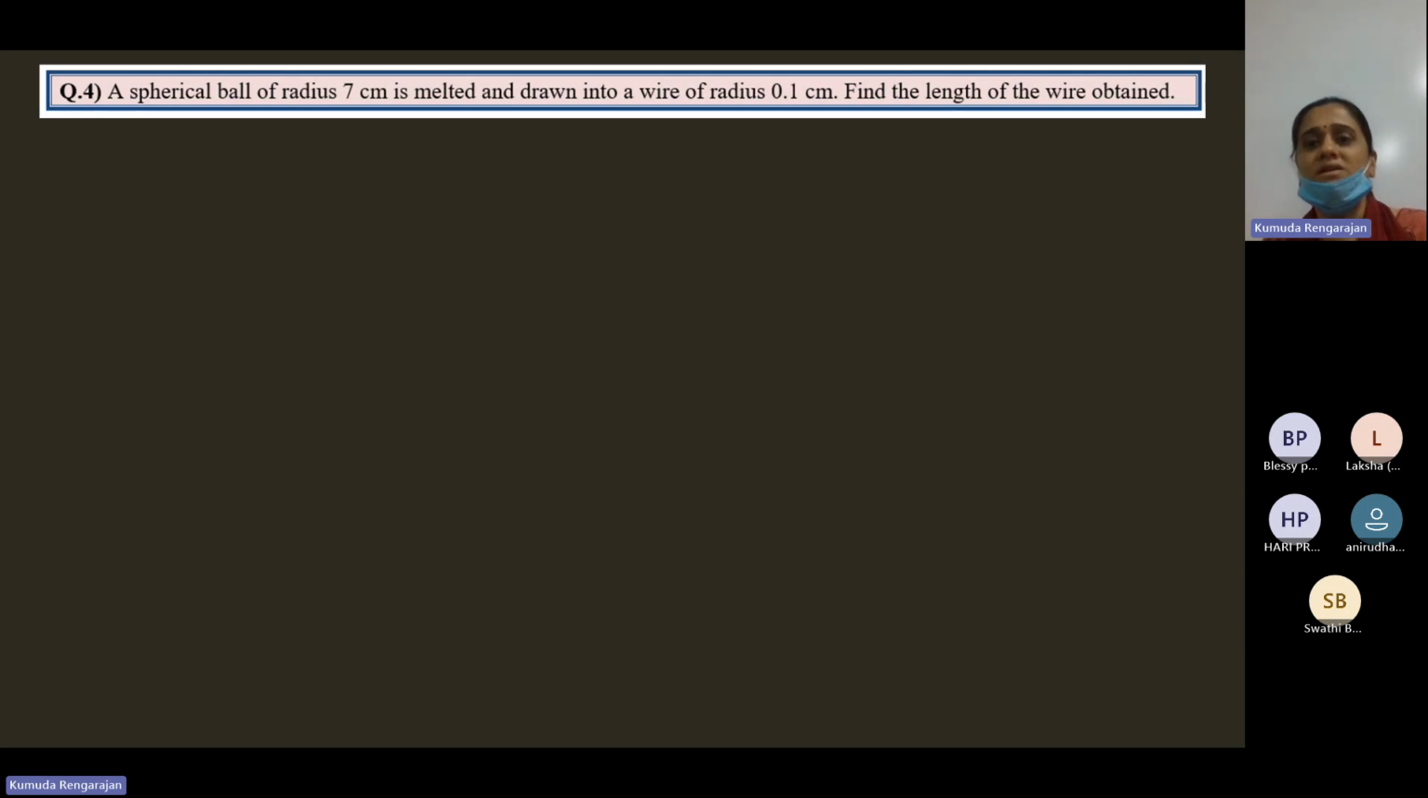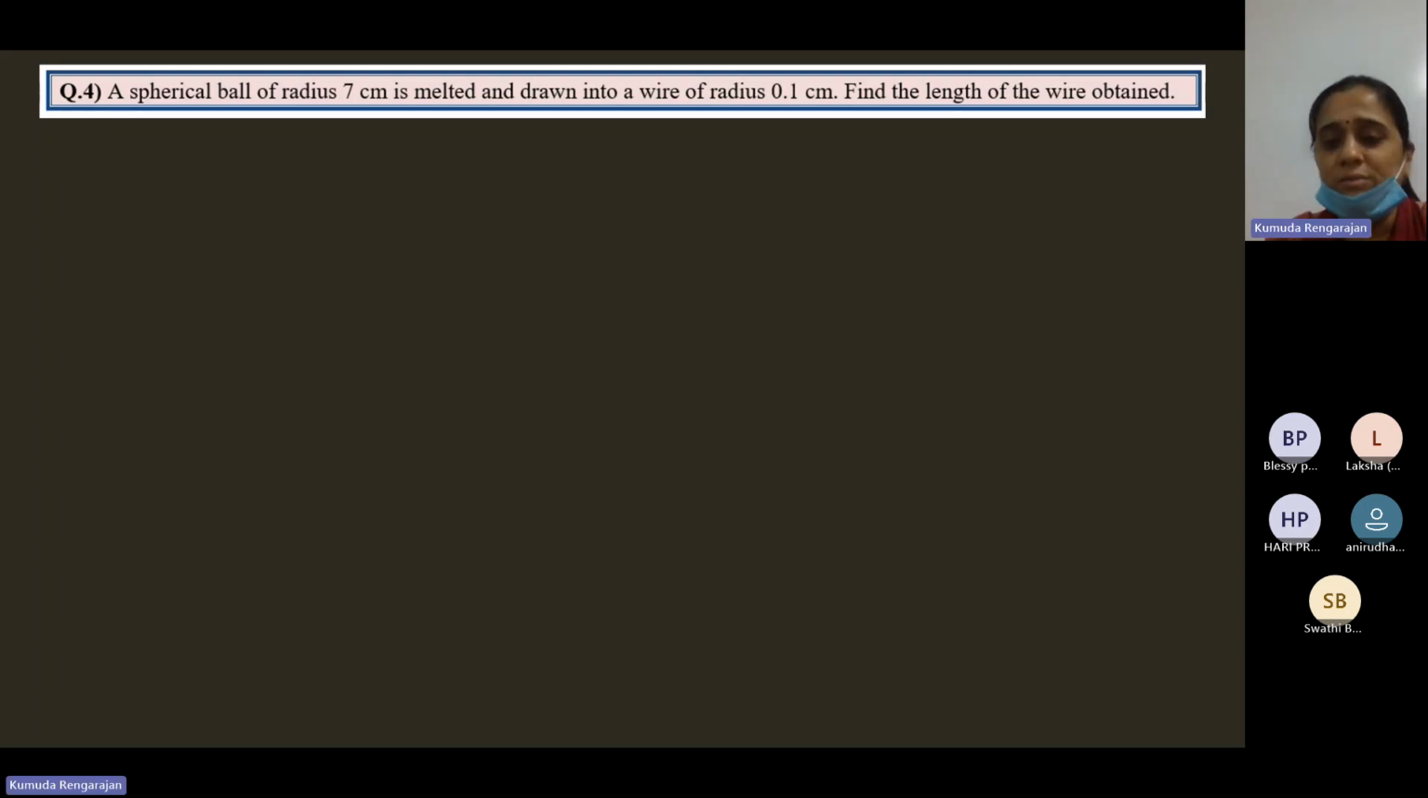That's all. Here it's not number. Don't divide volume by volume. They're not asking any number here. The spherical ball is melted and converted to a wire. What is the length of the wire? Meaning, what is the height of the wire? For wire, we cannot say height, no? So length of the wire. For cylinder, we say height of the cylinder. But since the cylinder here is a wire, it's long, we say length of the wire. It's nothing but the height of the cylinder.